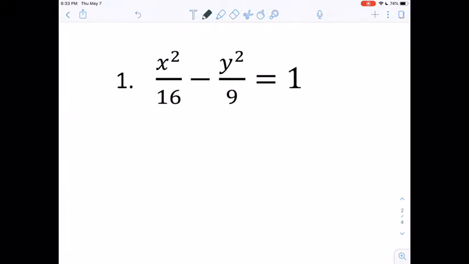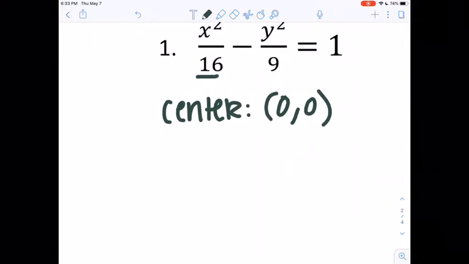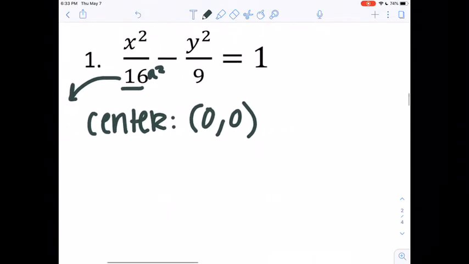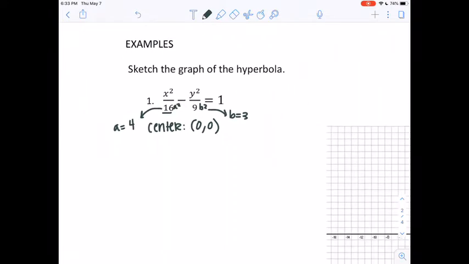So in number 1, I first want to identify my center. So nothing's being subtracted from the x and the y. So I know that my center is located at 0, 0. Okay, so whatever is underneath your x is how far you're going to move along your x-axis from the center. So I know that this is a squared, so a is equal to 4, right? You just take the square root, just like an ellipse. And to get b, I'm going to take the square root, and I get 3.